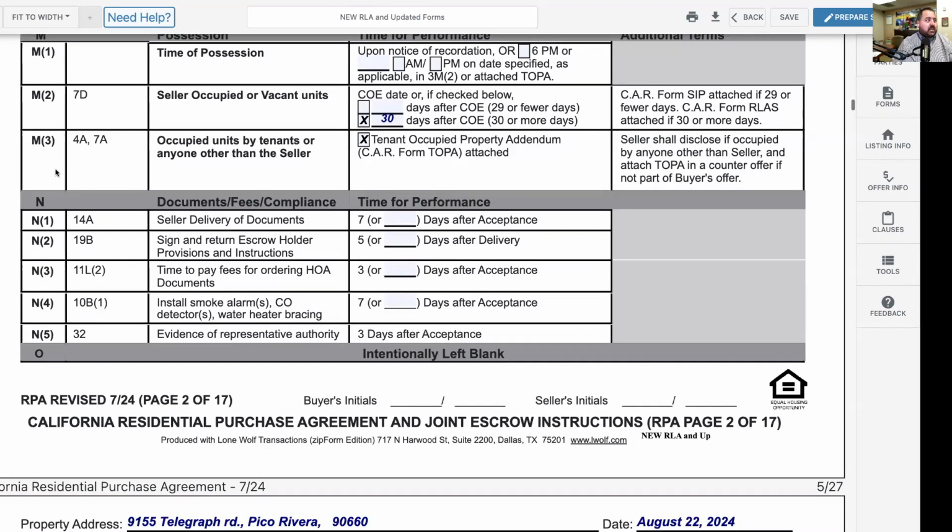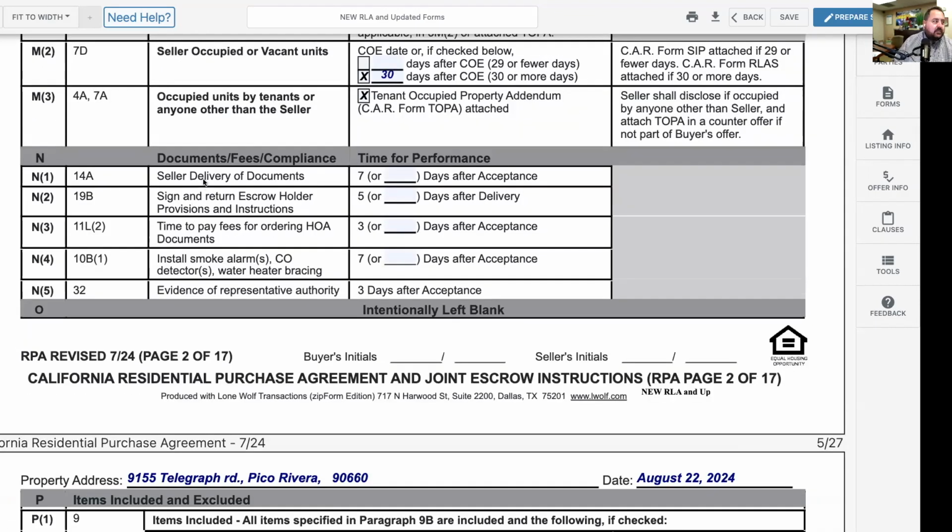So we talked about that. So now we're going to talk about the documents, fees, things like that, right? The costs that are associated with it and who's paying for what and the timelines that are associated for the seller. So the first one is paragraph 3N1, and that is seller delivery of documents. If you look right here, it says the more information paragraph is 14A, and we'll get to that. In 14A, it will reference back to the paragraphs and documents that the seller is required to provide during this time period. Okay, so 7 days is the default.